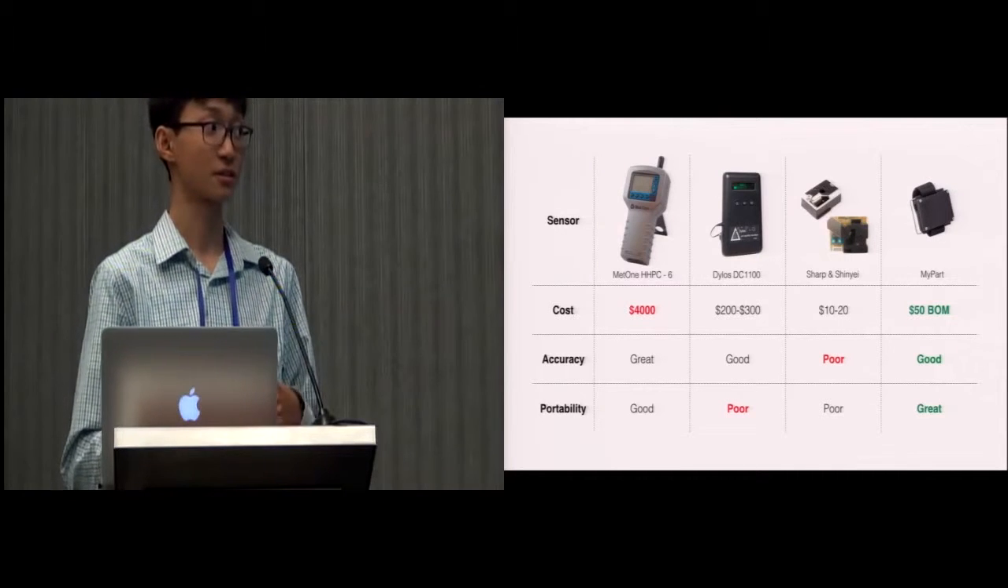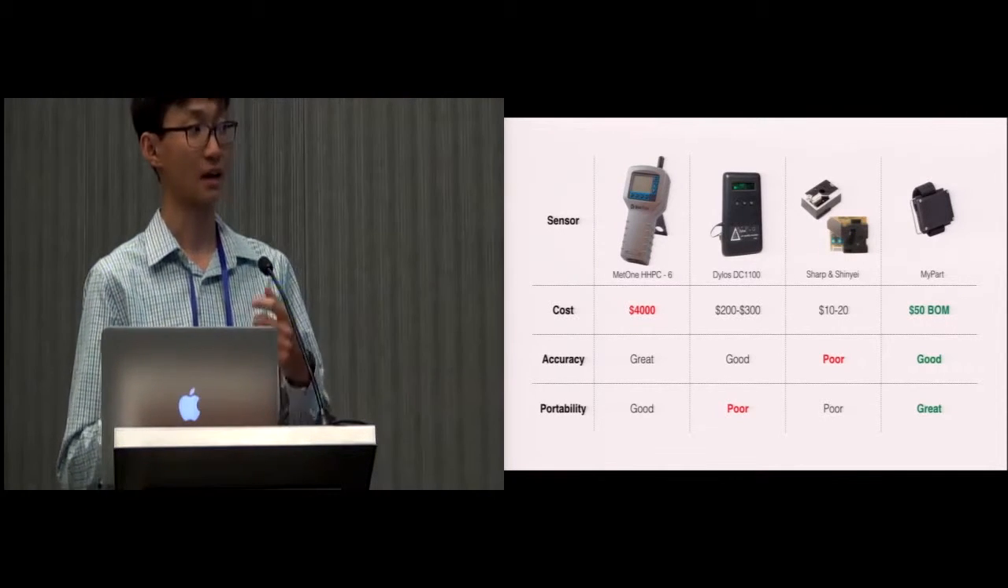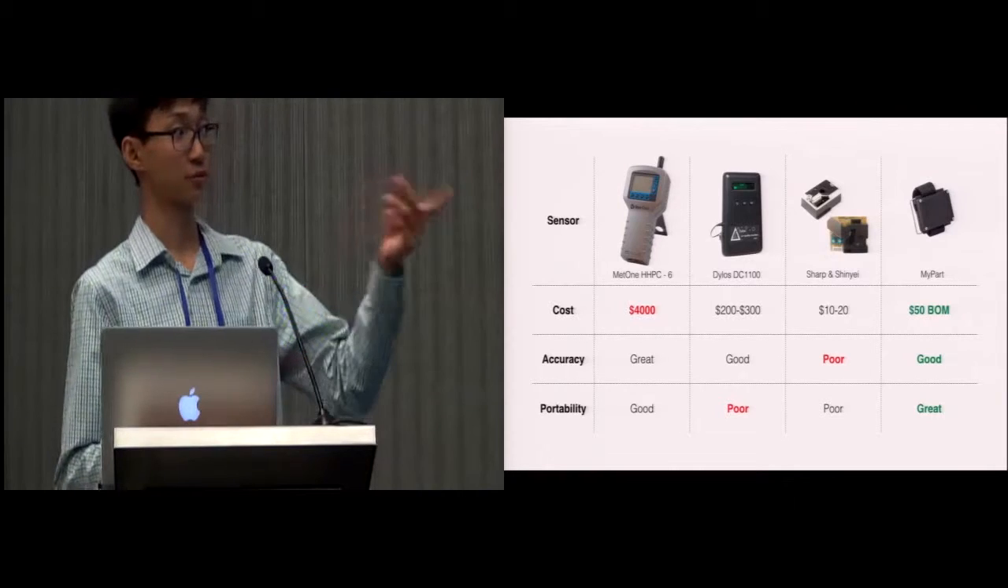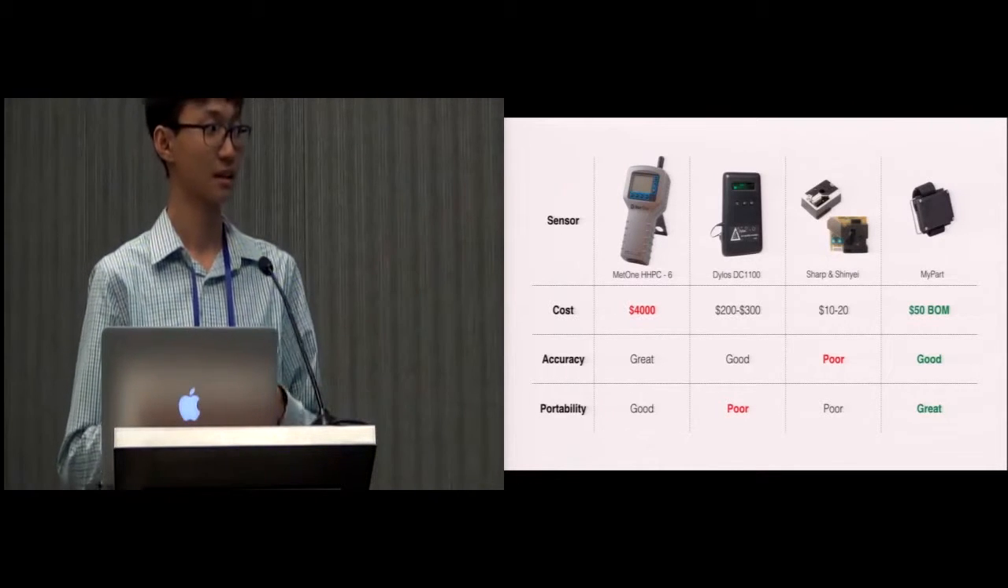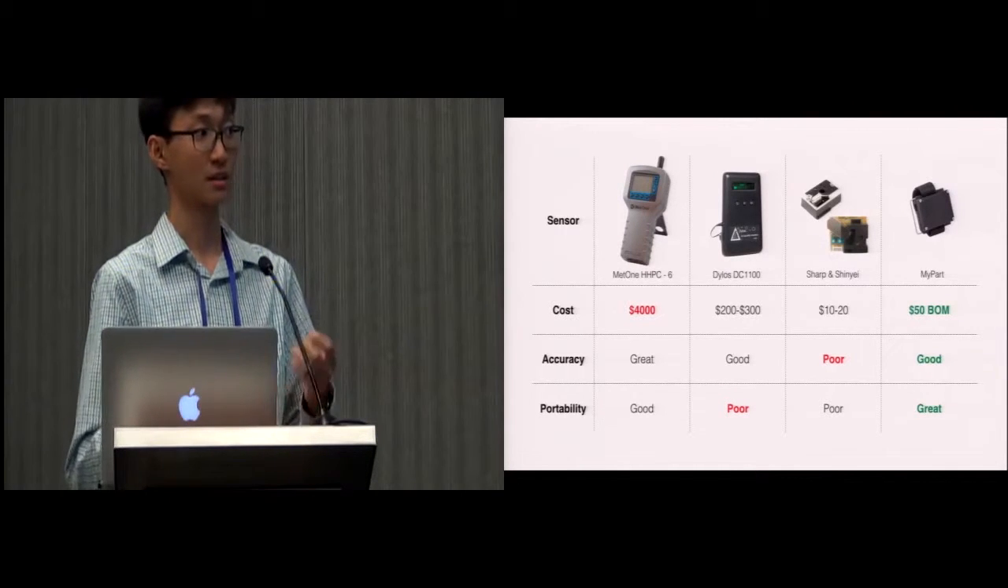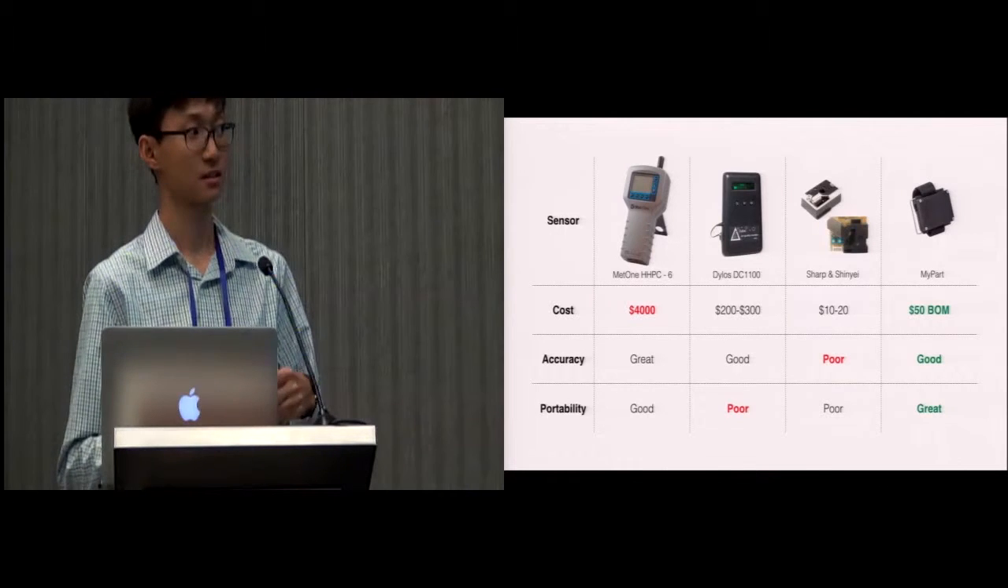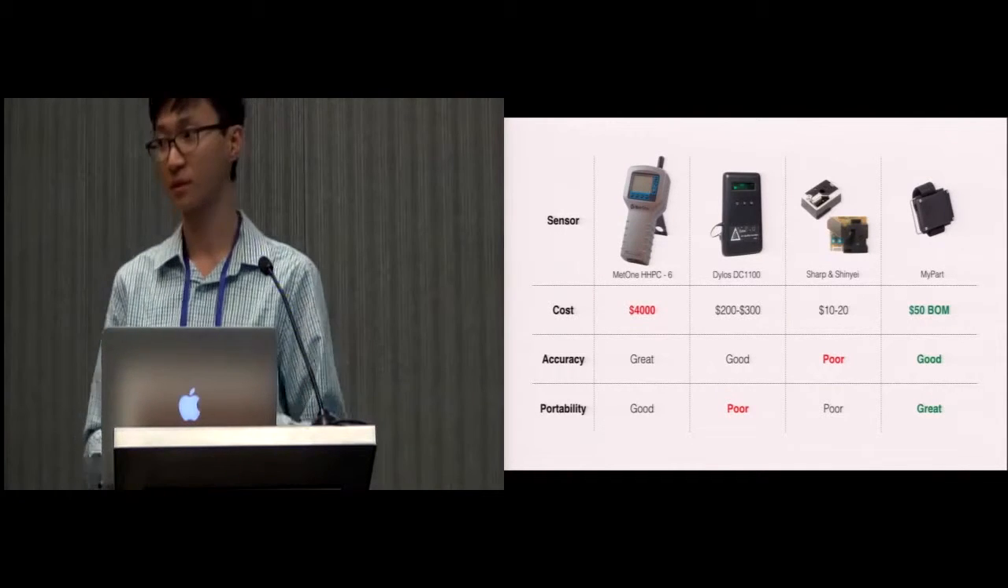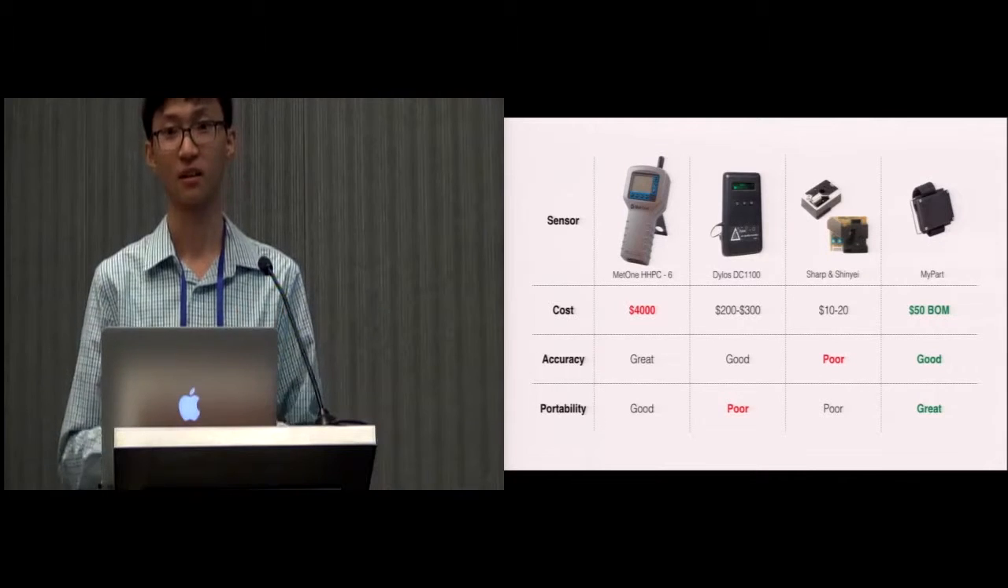The bill of materials is under $50. We've shown that it's pretty accurate, which we've correlated against the sensor on the far left. And the portability is also quite good. The final size is 50 by 40 by 25 millimeters, and it's roughly the size of a large wristwatch.